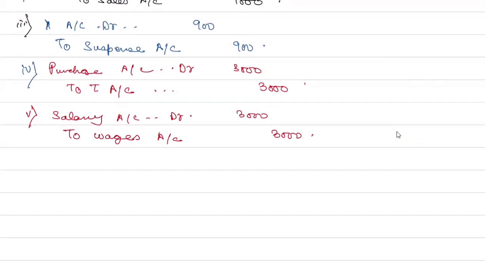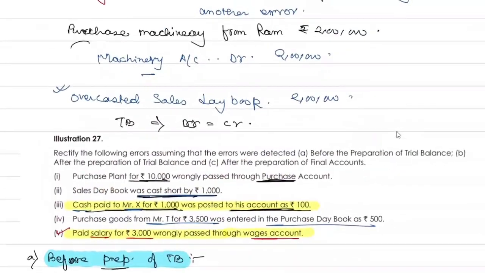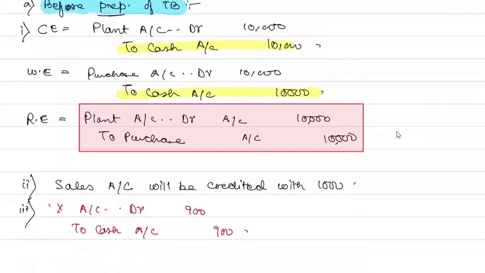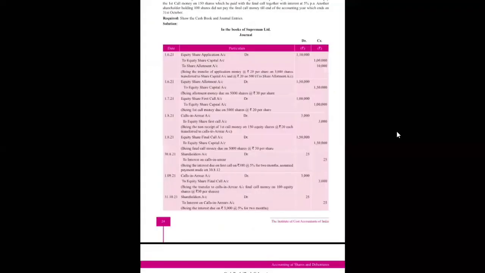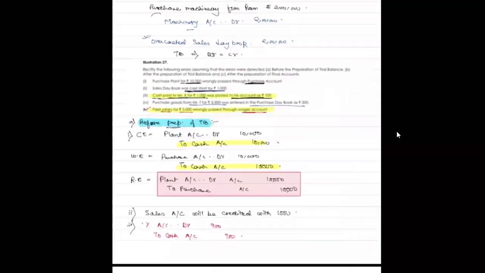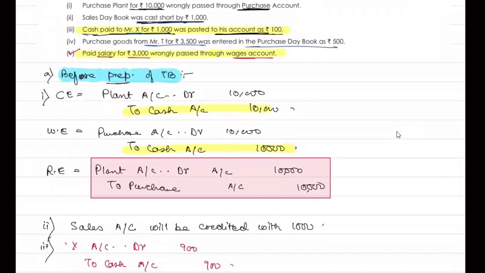Okay. The only thing that will change after preparation of trial balance is that each and every entry has to be passed through P&L adjustment account. That is all. Okay, but don't worry, we'll not do it today because today we have done that depreciation part as well. Okay, so for today we'll keep it up to here. After preparation of final accounts, financial statement, we'll see in the next session, and we'll see a few more illustrations, and then we'll end this chapter.